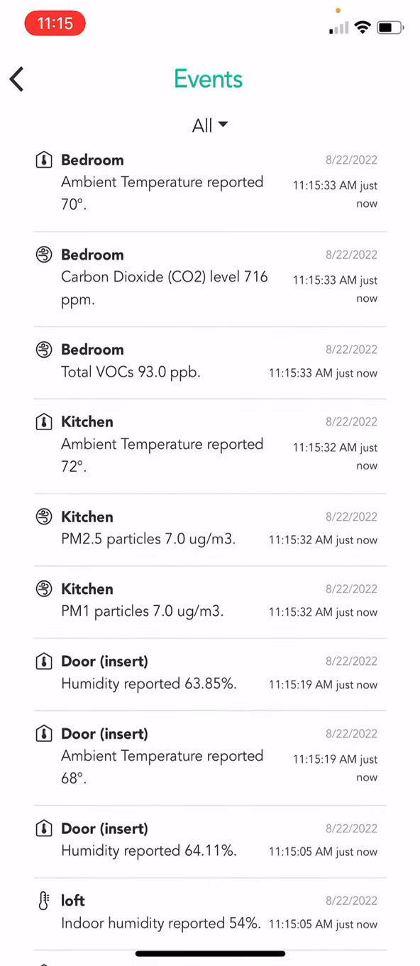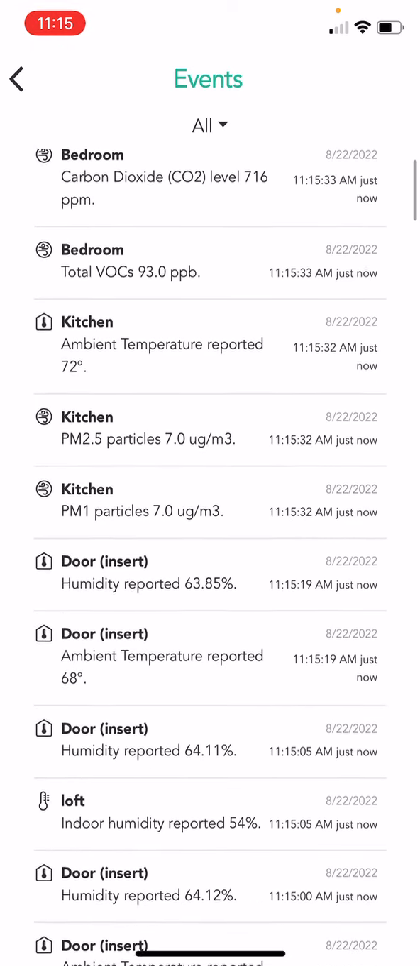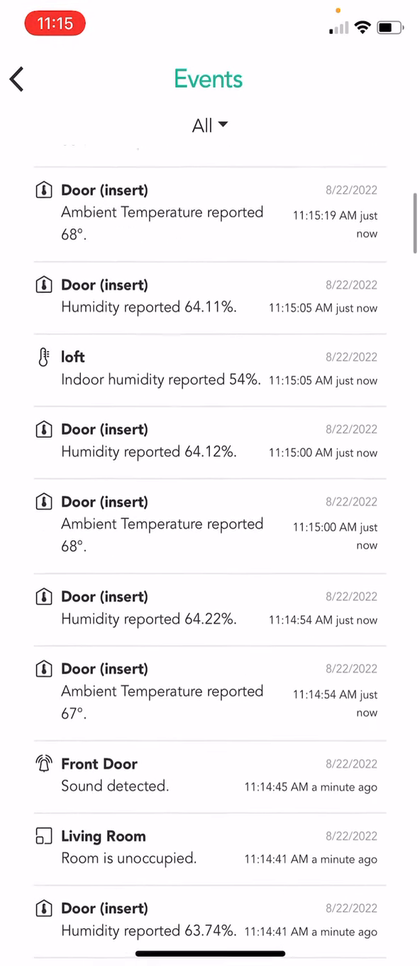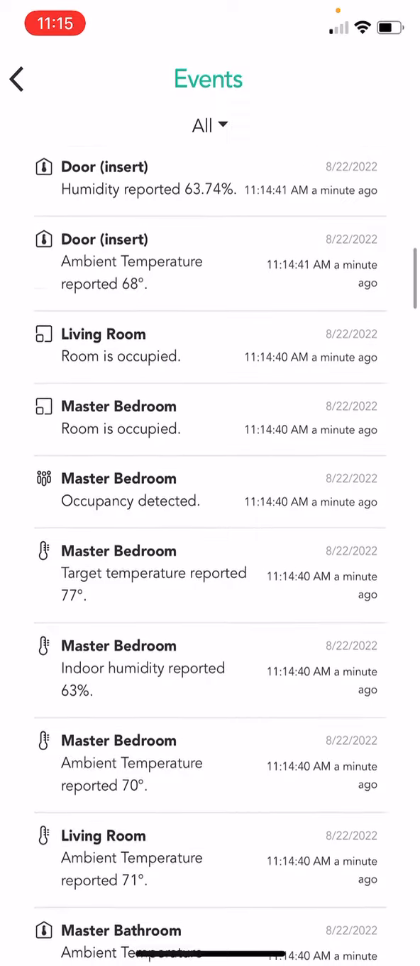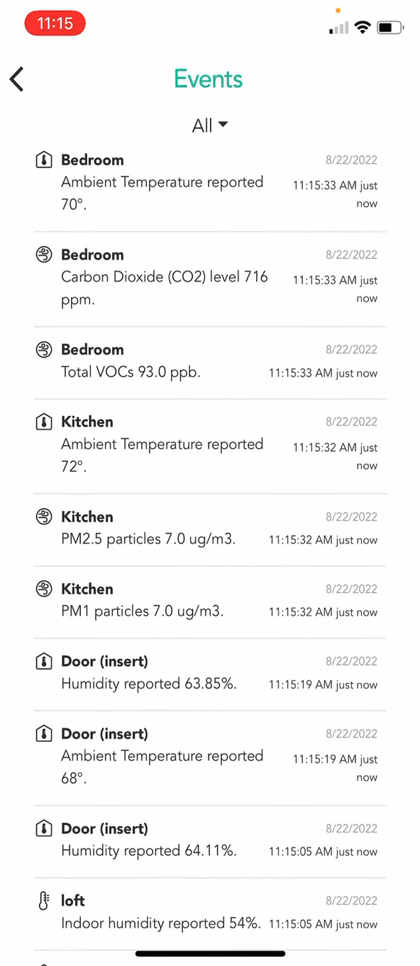This clock on the top right-hand side shows you events happening in real time. As you see, these events include things like carbon monoxide, VOCs, temperature, light switch changes, any activity that's going on in the home at any given time. And this updates pretty much in real time.